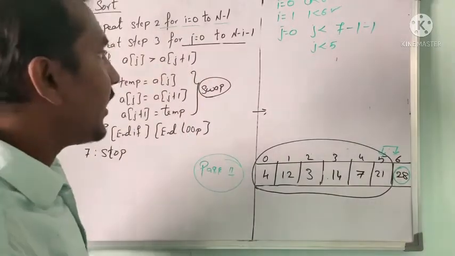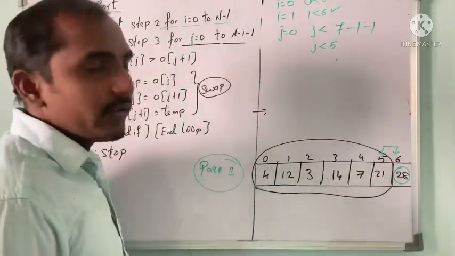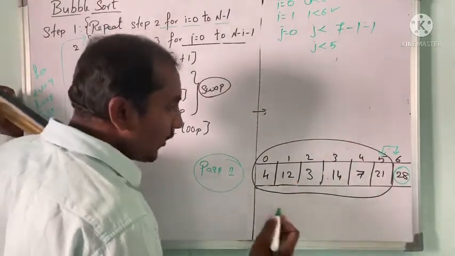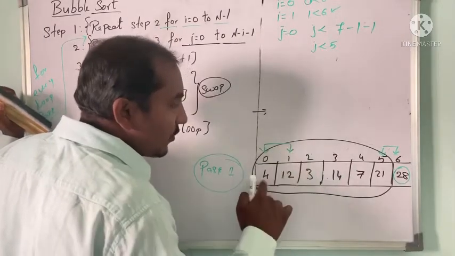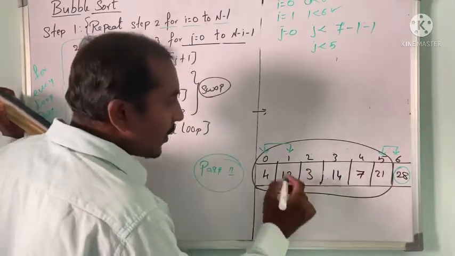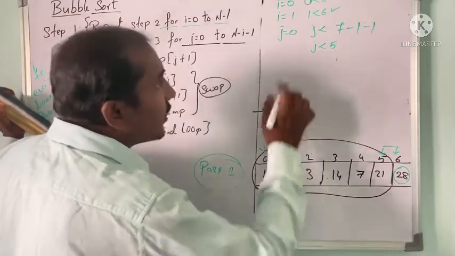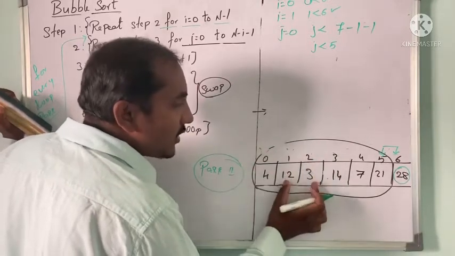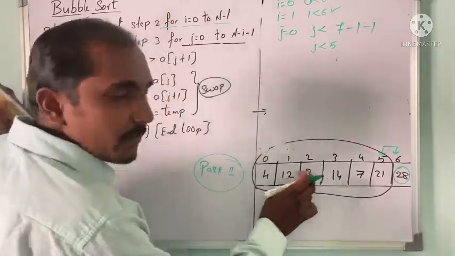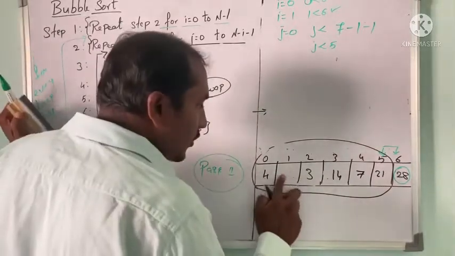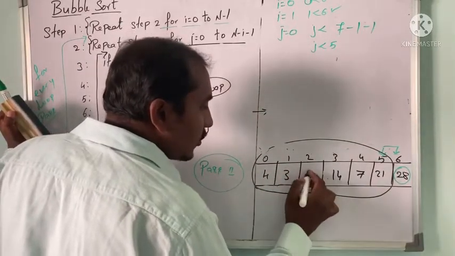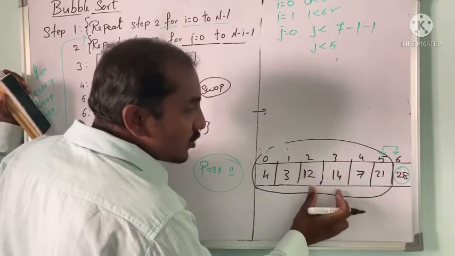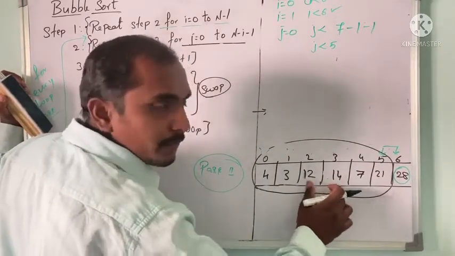Okay. Now again, if I repeat the same step, I'm not going to explain in detail now, I'm going to go faster. If we compare these two elements, 4 greater than 12, no, we are not going to swap. That is, when j equals 0, we are going to compare these two elements. When j becomes 1, we compare these two elements. Is 12 greater than 3? That is true. If that is true, this will become 3 and this will become 12. And again, when j equals 2, these two elements are compared. Is 12 greater than 14? No, we are not going to swap.